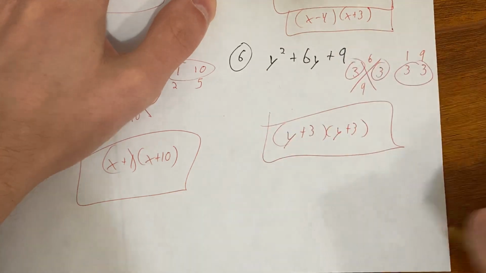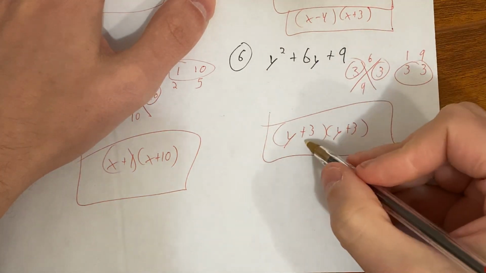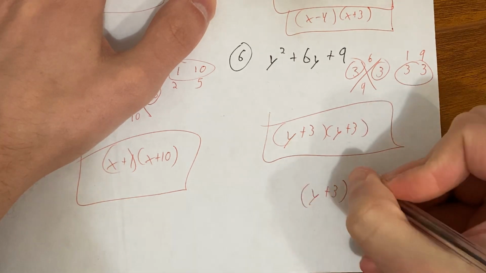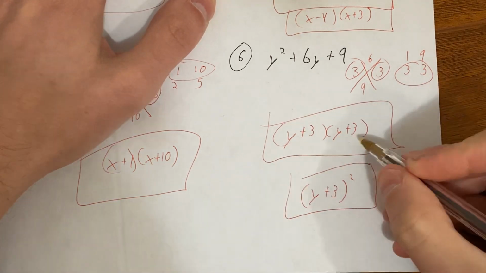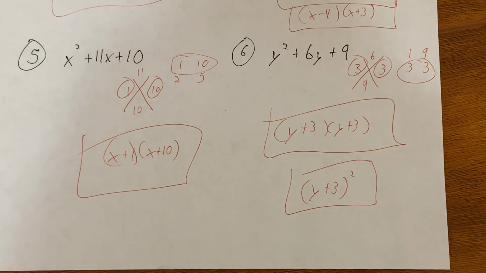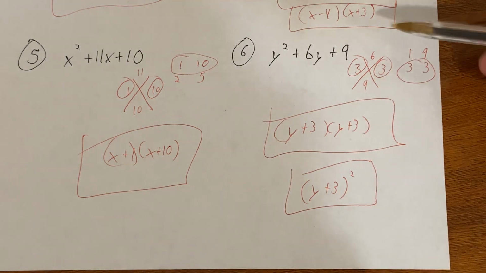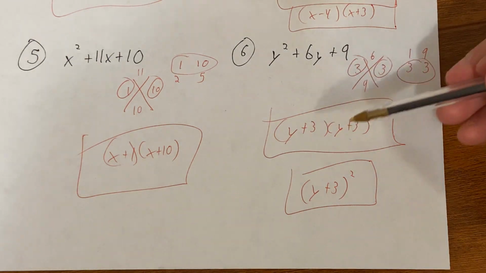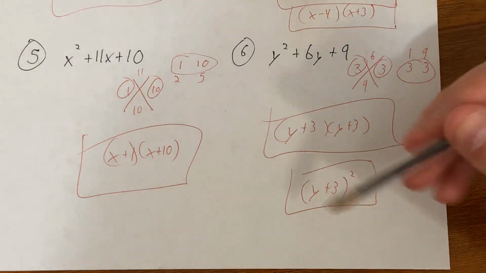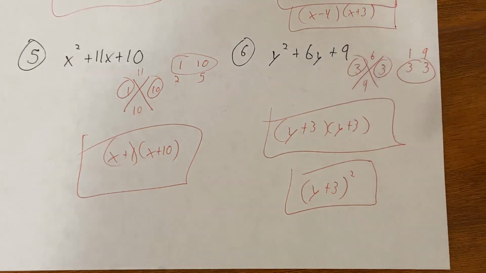In this case, since this is the same thing twice, you are allowed to write it as y plus 3 squared. Both of these are acceptable. Depending on what unit you're in, one of them will be more beneficial than the other. Like if you're doing rational functions, it's better to do this in case you have to cross it out. If you're completing the square, then you have to do this. But these are both acceptable for now.